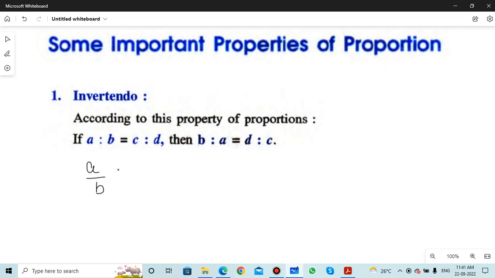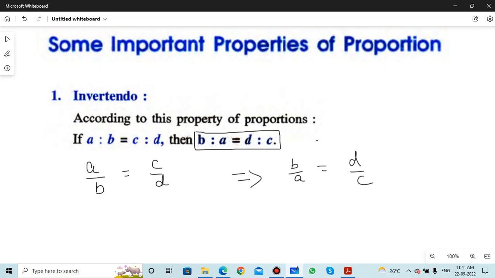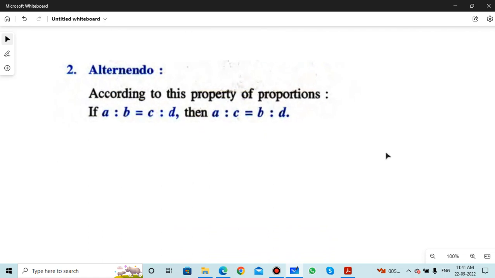So if A is to B is proportional to or equal to C is to D, and when we invert both sides, what will happen? It will become B is to A is equal to D is to C. So this is what we get here. Simple. By invertendo you are inverting both ratios, making both the ratios inverse. As simple as that. The next after this is alternando.